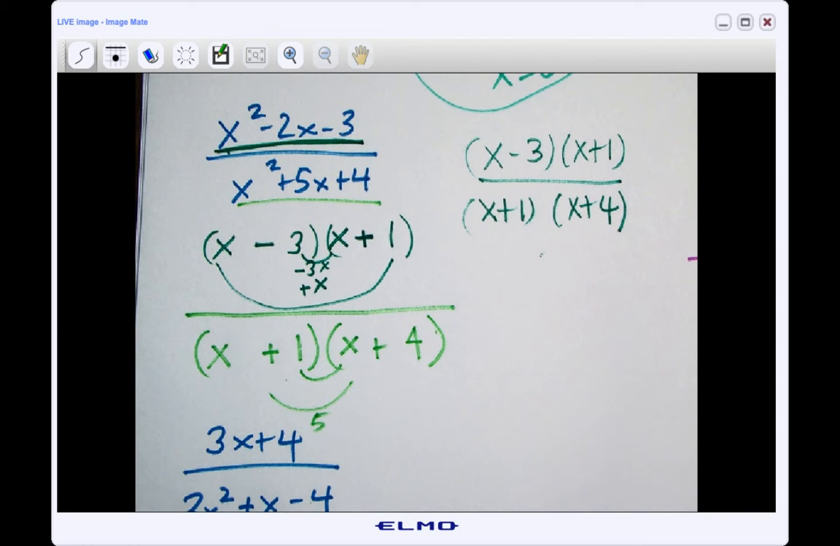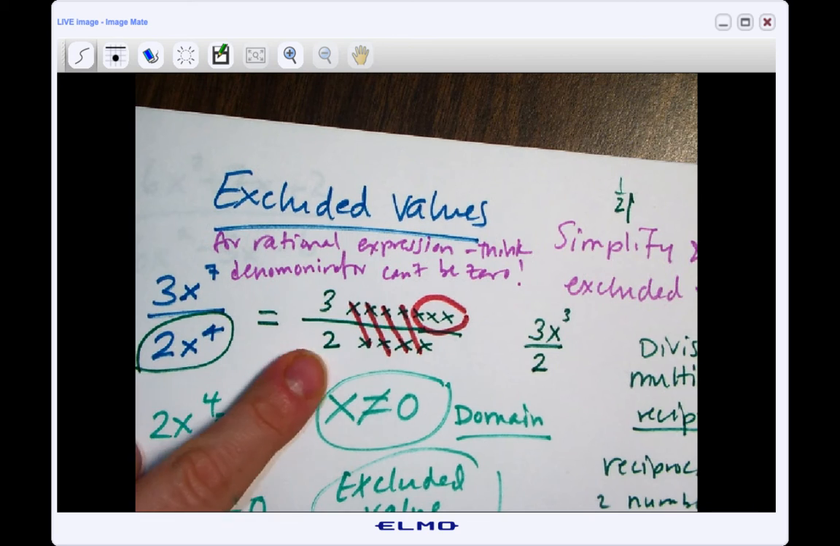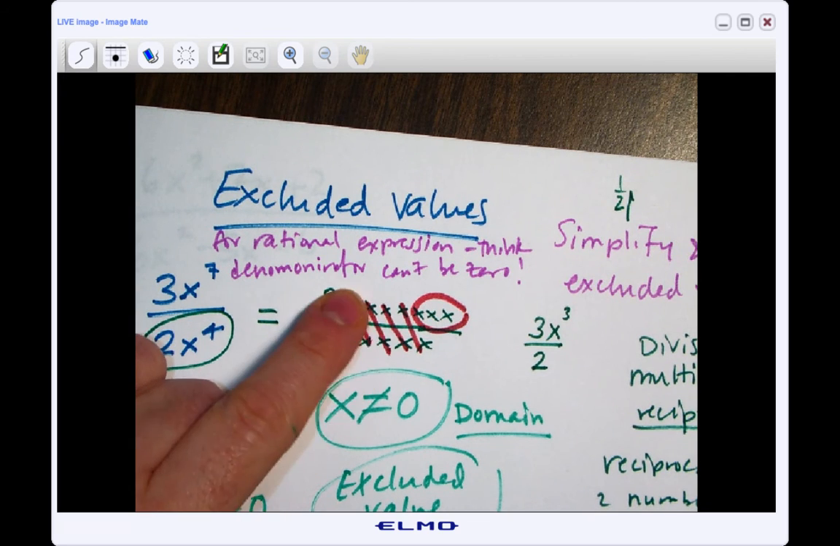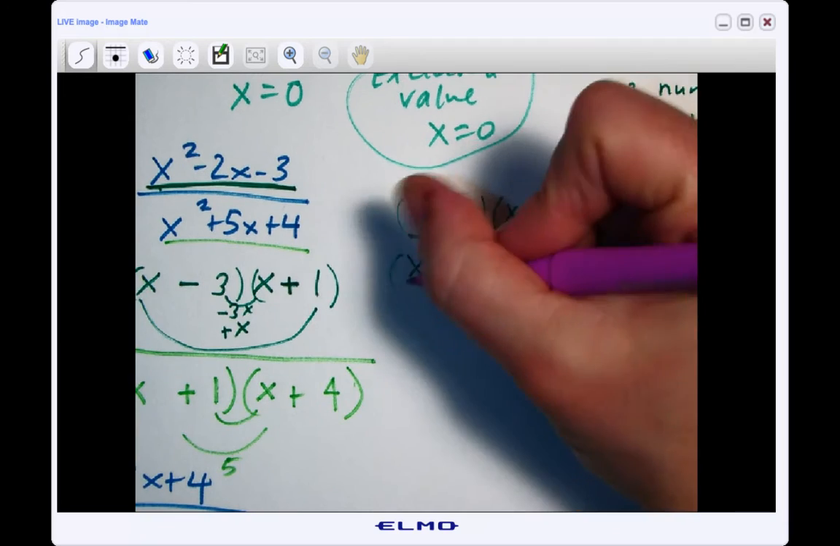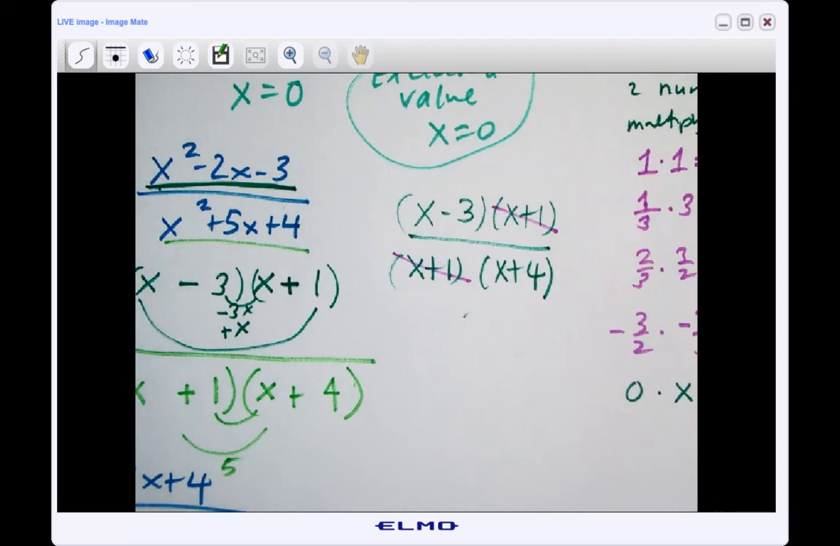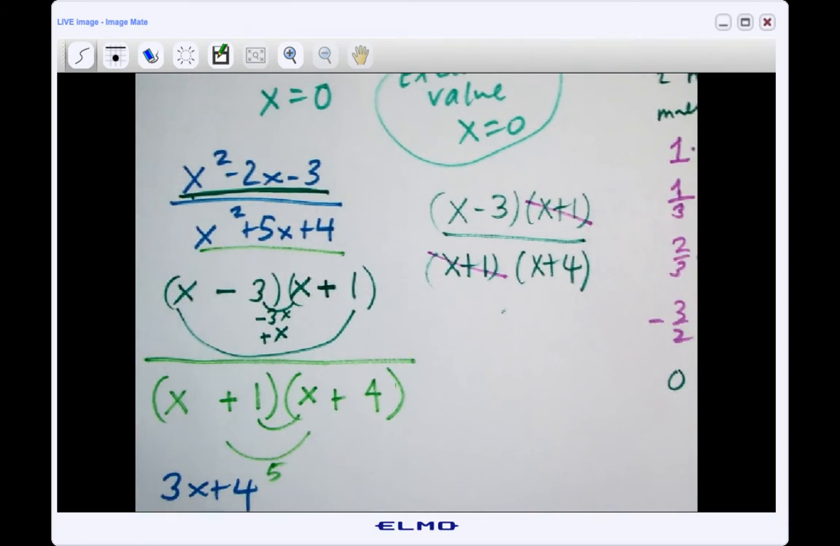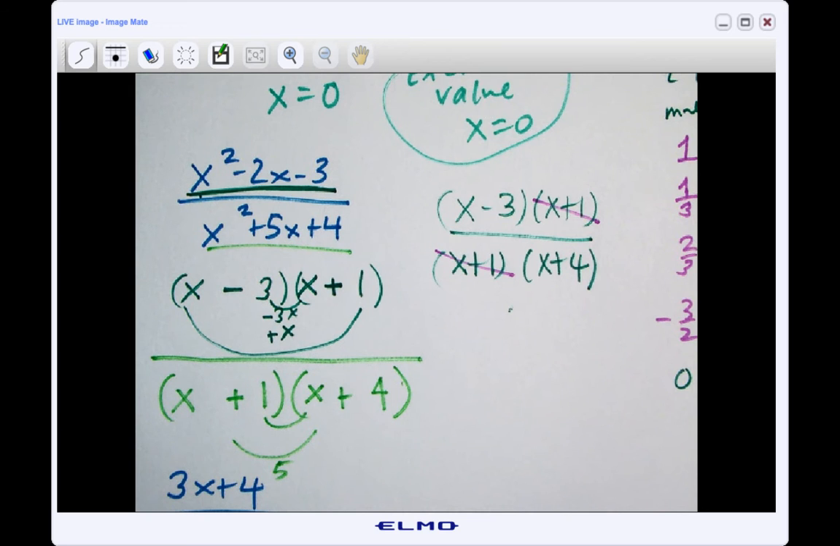To simplify this, what I'm going to do is basically the same thing I did up here. I'm going to cross out the things that are the same, right? So what things are the same here? It's this guy and this guy, right? Those factors are both on the top and the bottom.